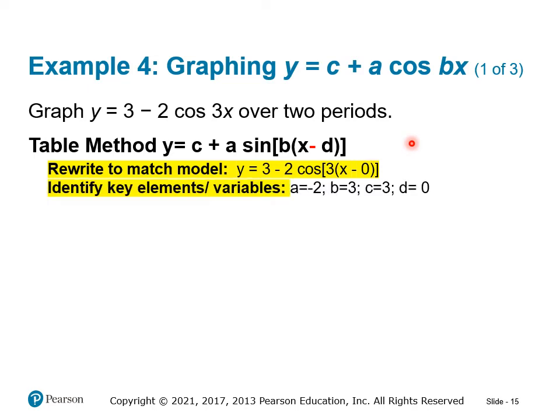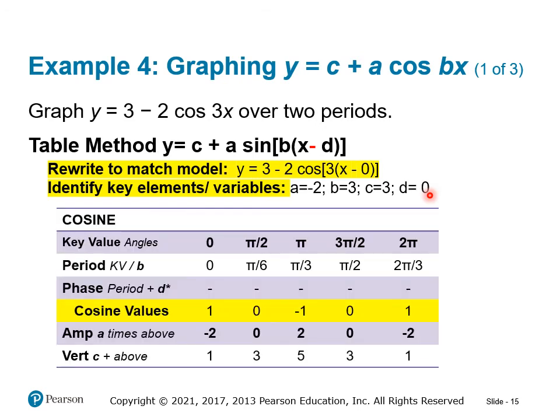And so here we can see our amplitude is -2. Our period adjustment is 3, the multiplier in front of the angle. Our vertical shift: we have a 3 outside that's being added to this, 3 minus 2. This may sometimes confuse students, but notice if we had negative 2 cosine 3x, we could put the 3 afterwards, so it would be negative 2 cosine 3x plus 3. The 3 is positive. It's adding to the rest, which means that our amplitude is a negative 2. And then, of course, because there is no shift inside here, it's minus 0, then d equals 0. Once we have those 4 key elements / variables identified, we're ready to build our table.